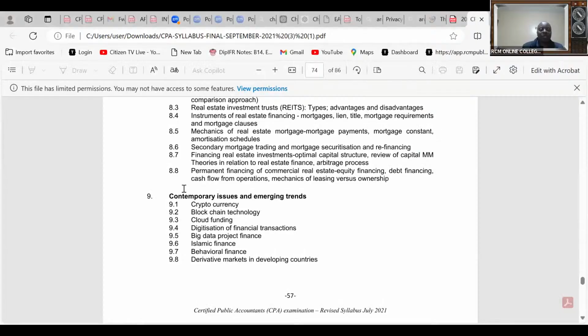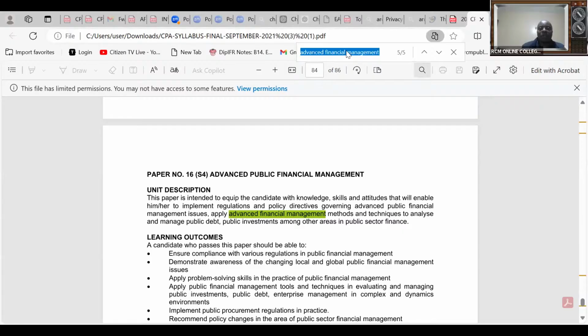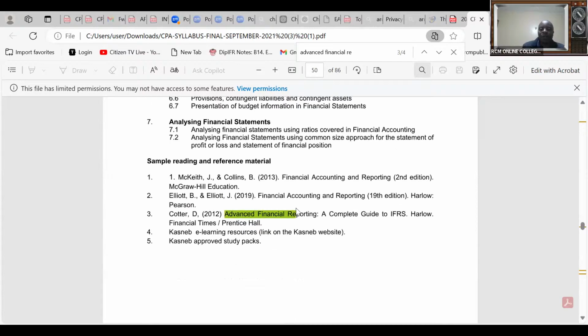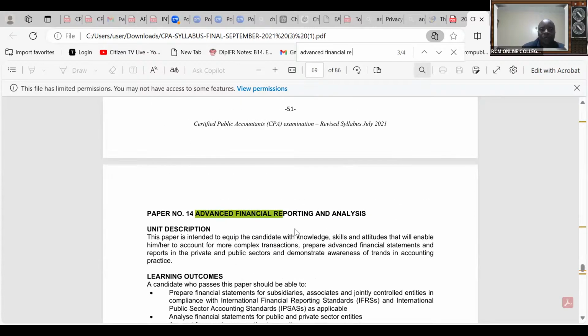So if you look at the course outline that you guys have, you'll be able to see the course outline appearing like this. And basically, I want to go to advanced financial reporting. It's even here, on page number 52. You should be able to see advanced financial reporting.